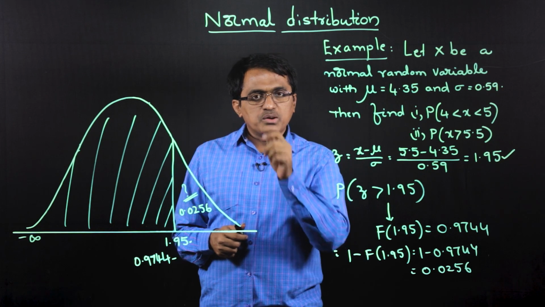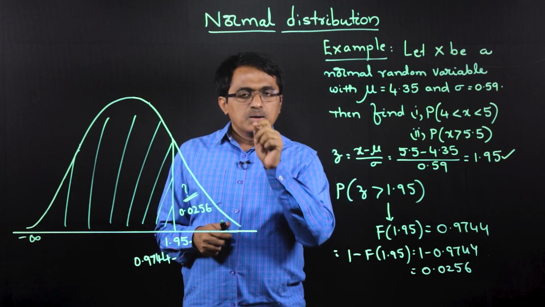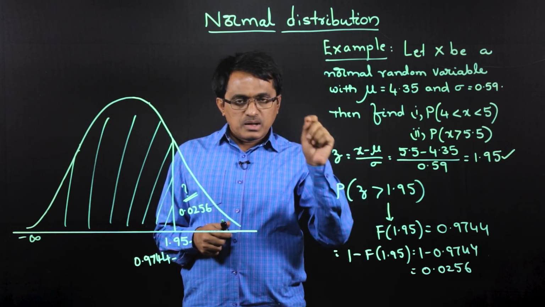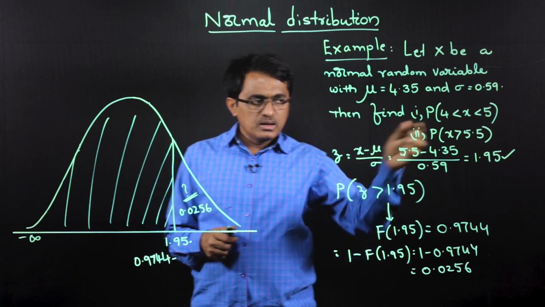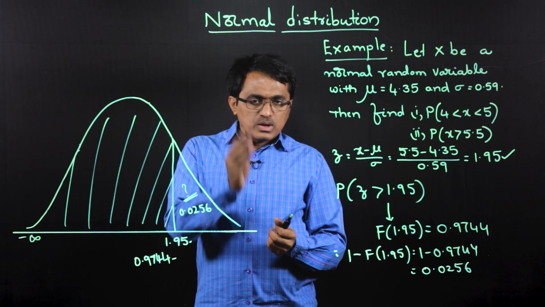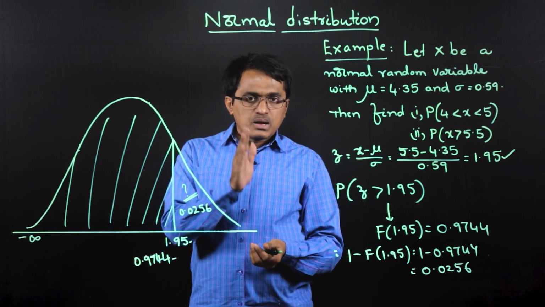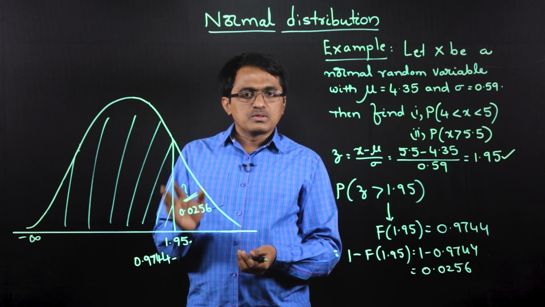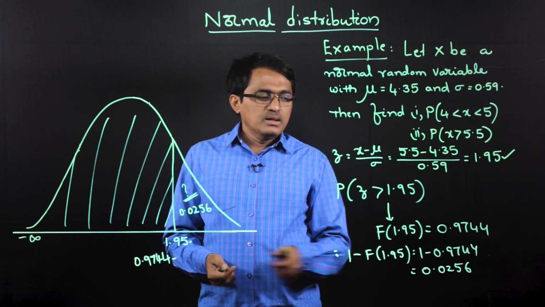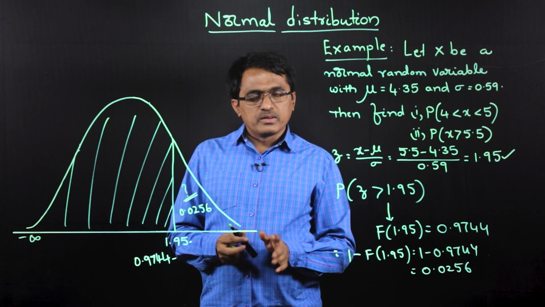First, we have to convert a normal distribution into the standard normal distribution, that is by using z equal to x minus mu by sigma. Then once we have the standard normal variable values, using the tables we have to find the values, and by using this we have to find the probabilities that we are looking for.